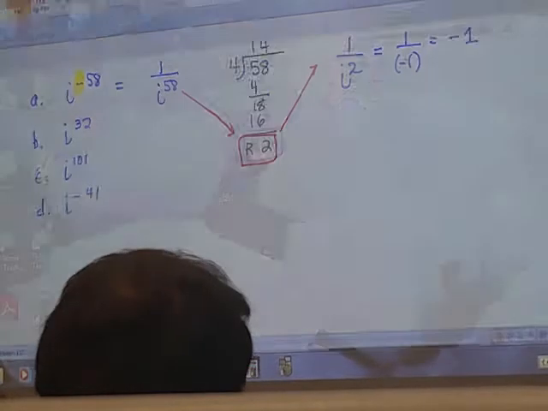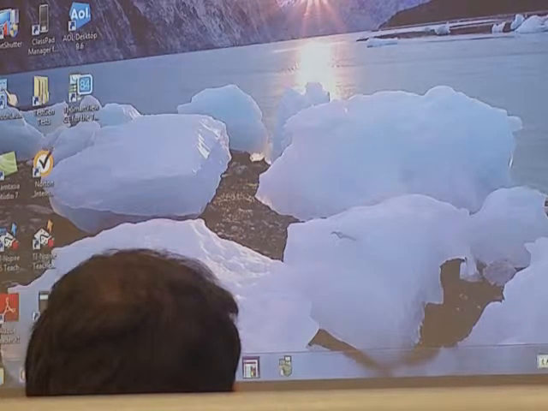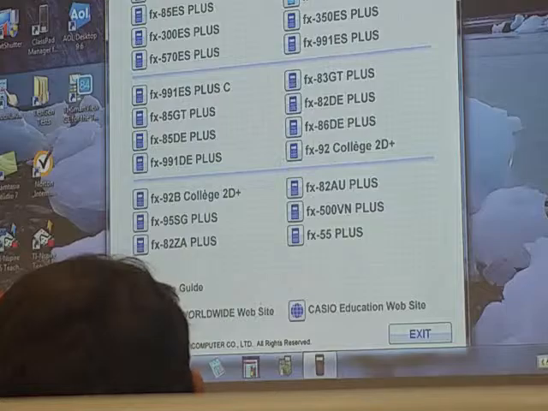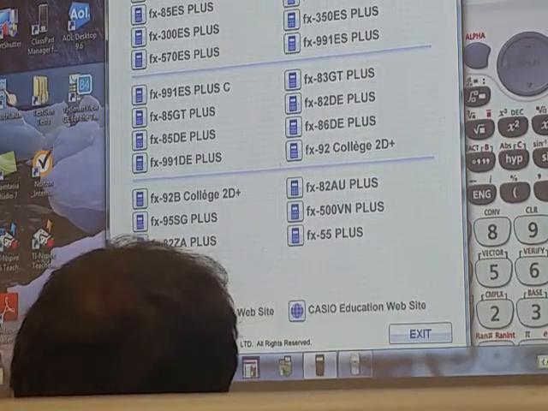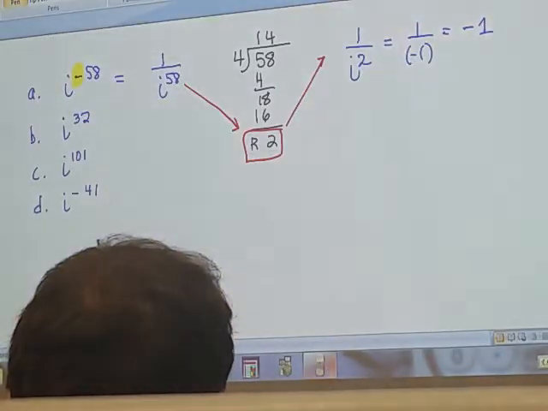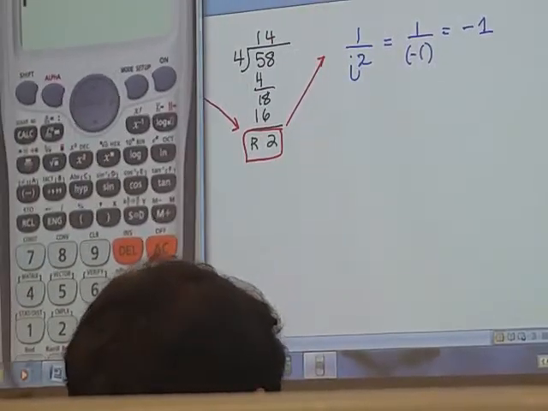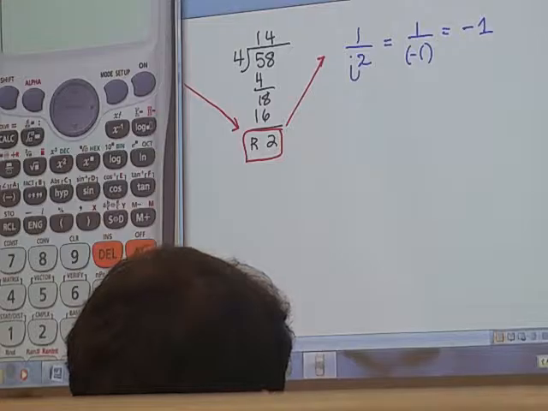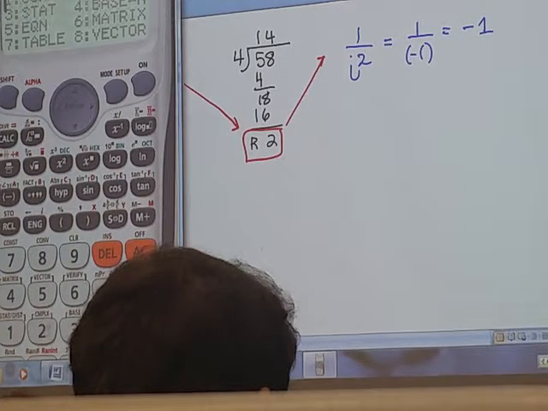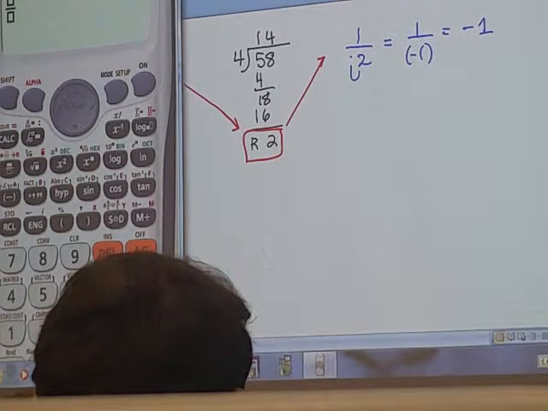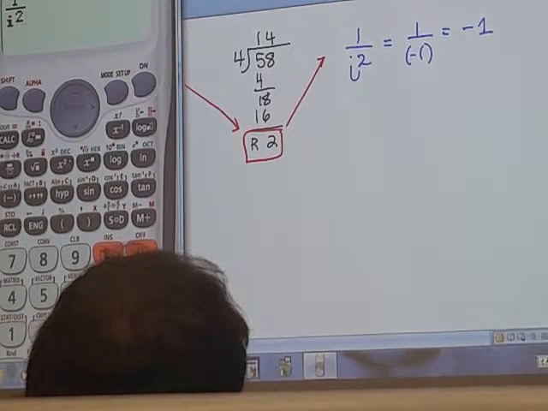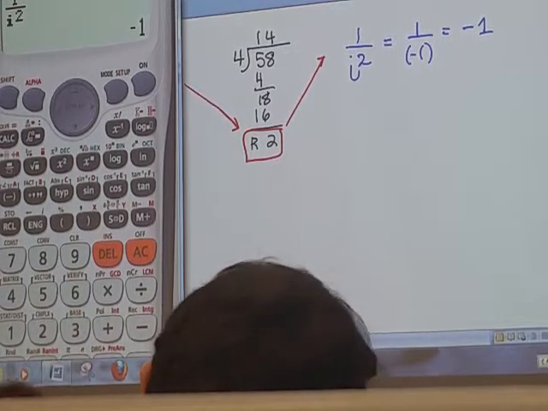Or, once you've gotten it down to that level, I'm going to bring it back. I just need to get the Casio up to show you. Once I have it up here, I can put them both up together. Once you have the 1 over i squared, you can put your calculator in complex mode and do 1 over i squared, with a little tiny negative.